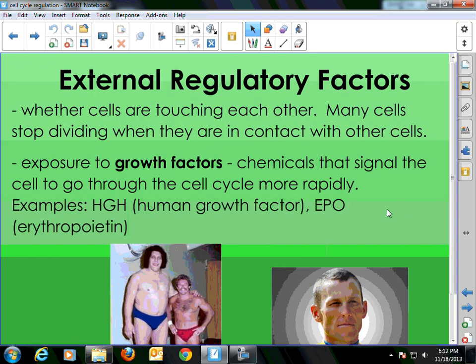Let's talk first of all about cell cycle regulation. There's two different ways we can classify these as external factors and internal factors. External factors, these are things that happen on the outside of the cell. These are things that the cell actually perceives from the outside of itself. One of them is whether or not cells are touching each other.